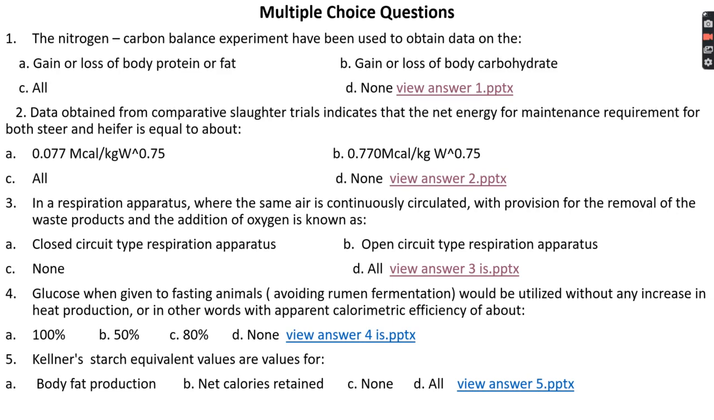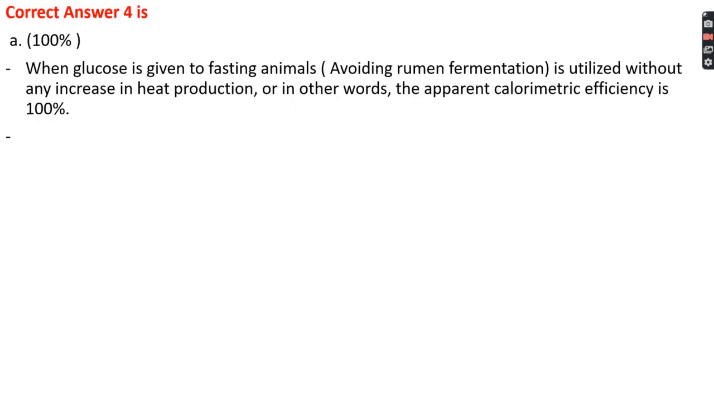Okay. Question number 4. Glucose when given to a fasting animal, avoiding rumen fermentation, would be utilized without any increase in heat production, or in other words with apparent calorimetric efficiency of about option A, 100%, option B, 50%, option C, 80%, option D, none. The right answer is option A, that is 100%.